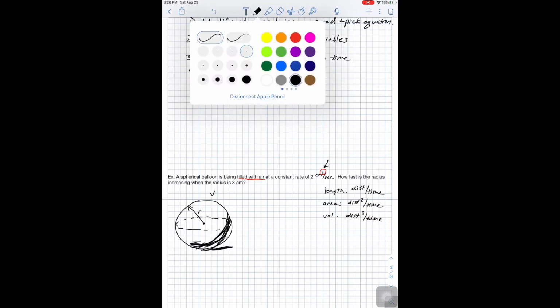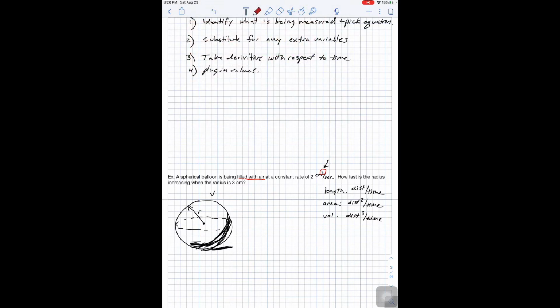So I see this cube right here and I'm like, all right, we're doing a volume, and the shape's a sphere. So the volume of a sphere is 4/3 pi r cubed. Now, a lot of times I kind of skip step 2, substitute for extra variables, until I get to the point where I realize I have them. Because sometimes it's just as easy as taking the derivative and going. Okay, so let's look at our variables.